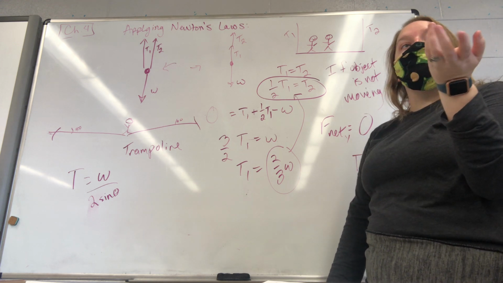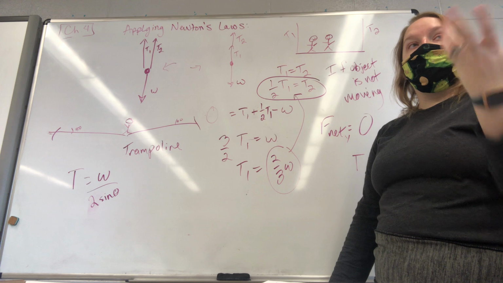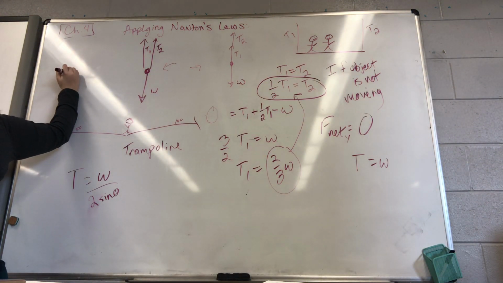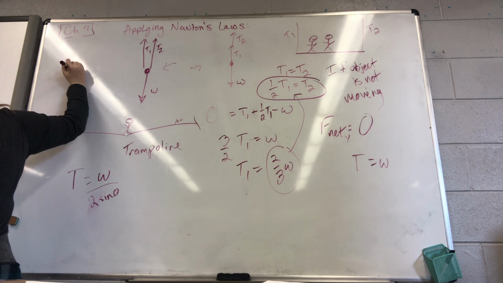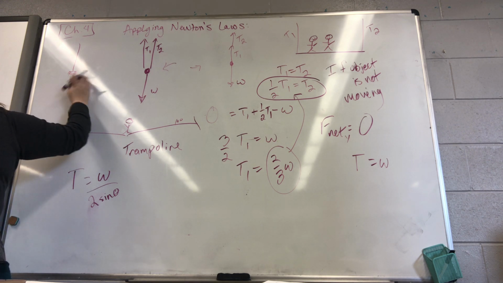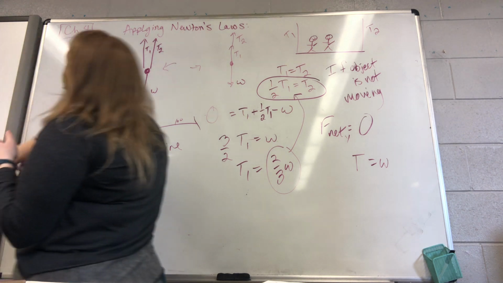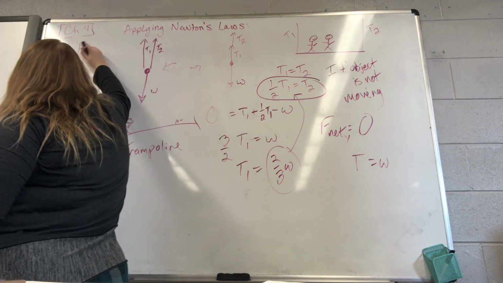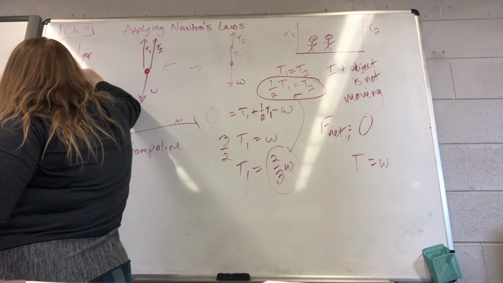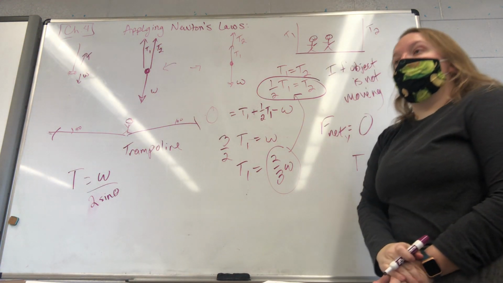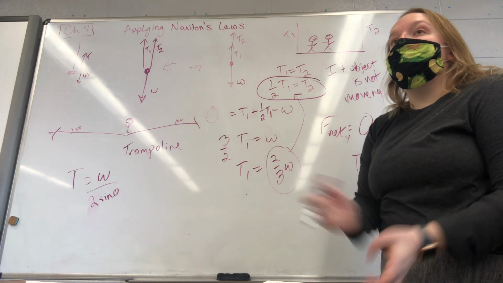There was a problem where you did something with a spider and her web. The first situation was the spider hanging from her rope. In this particular case, there was only T and W to deal with, so you just did T equals W.